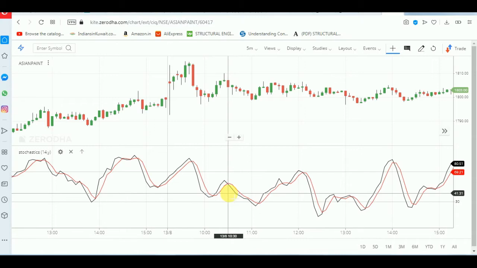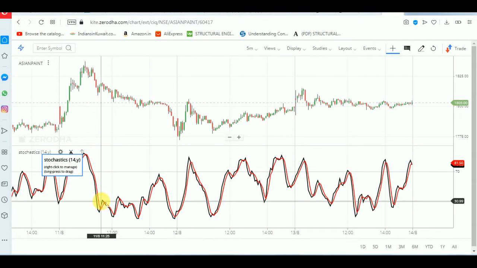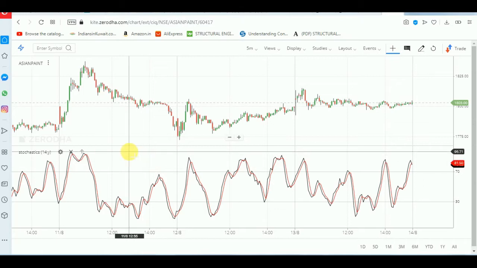So if a trader really wants to capture the big picture, then he can always look at this red line, the slow moving line, so that he may stay in a particular trade without seeing small movements. So that he can capture it clearly, or a big number.